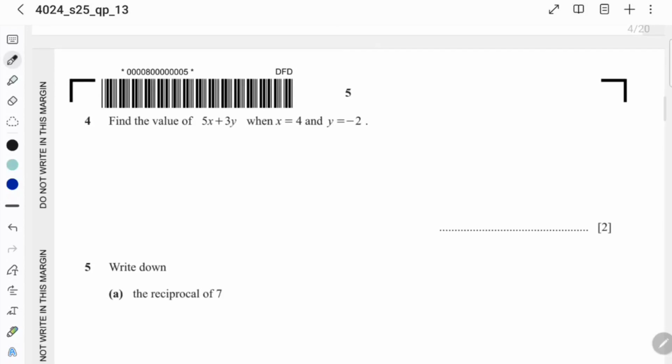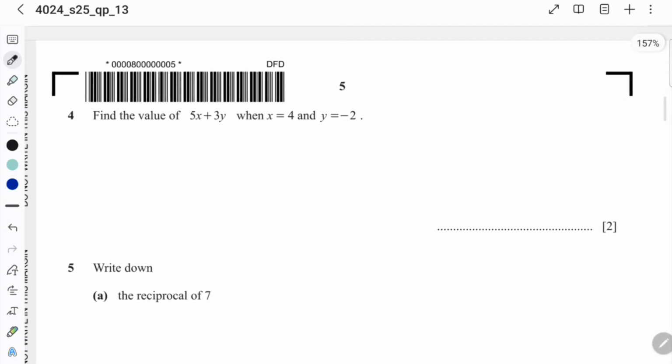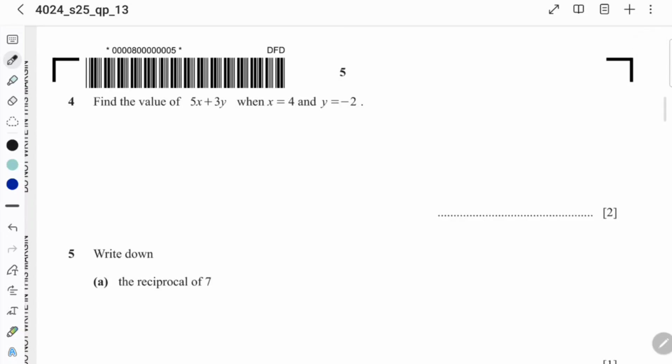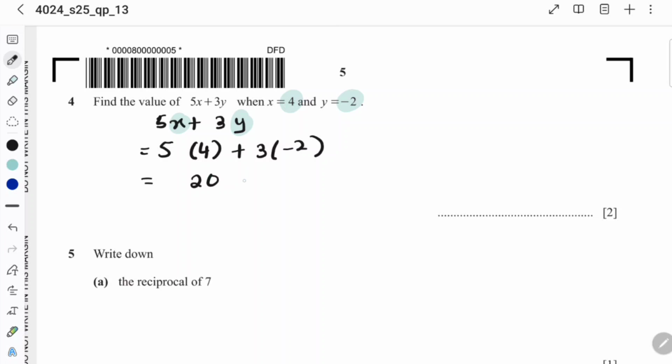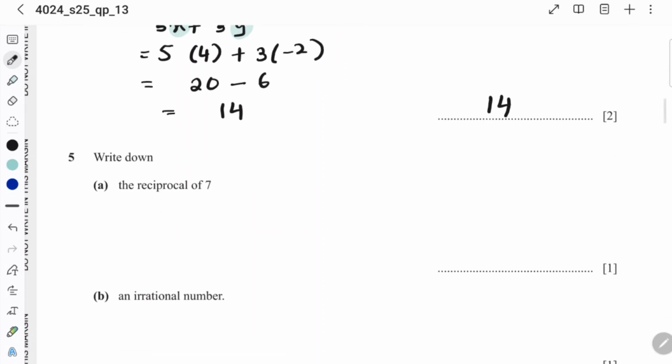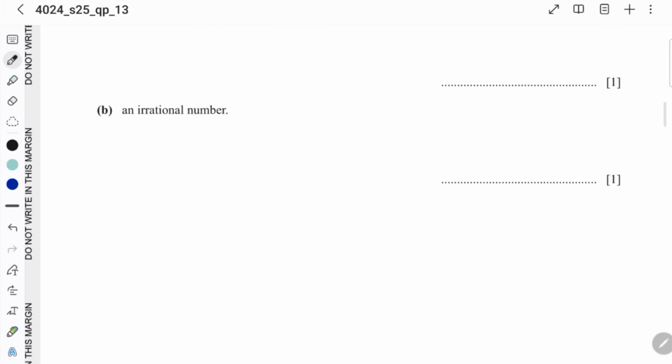Question number 4. The value of 5x plus 3y when x is equal to 4 and y is equal to minus 2. It means we just have to substitute the values in this question. So 5x plus 3y, and we are just putting 4 in place of x and minus 2 in place of y, and then calculate. So 5 times 4 plus 3 times minus 2, so that is 20. 5 fours are 20, minus 6 is 14. 2 marks question. Let's move to question 5.